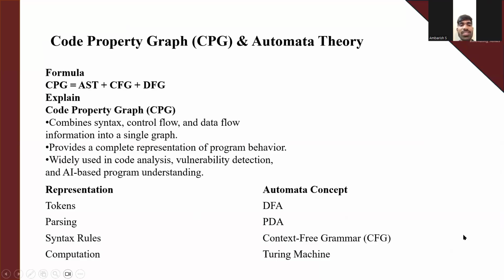I am going to explain the code property graph, CFG, and automata theory formula. CPG is equal to AST plus CFG plus DFG. The code property graph combines syntax, control flow, and data flow information into a single graph. It provides a complete representation of program behavior, widely used in code analysis, vulnerability detection, and AI-based program understanding.